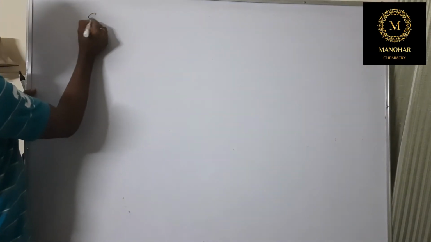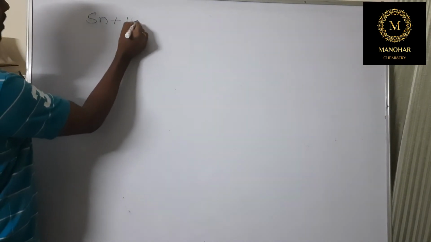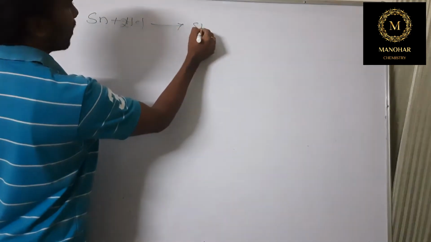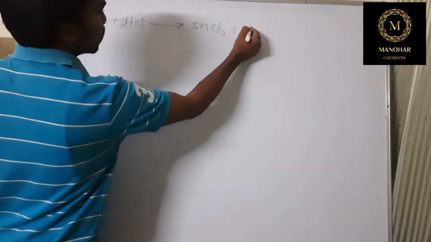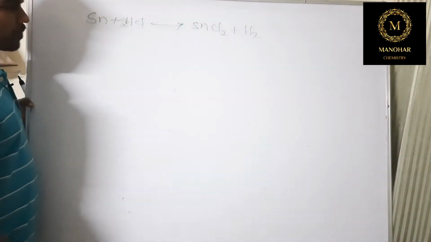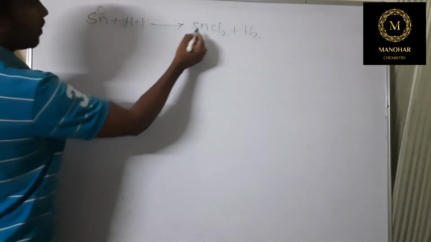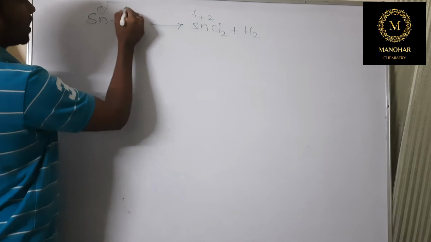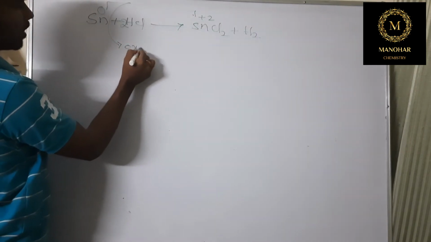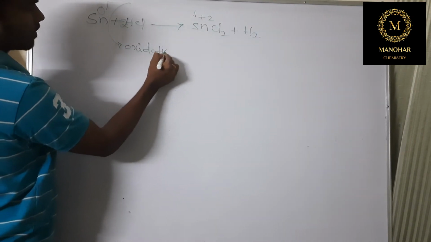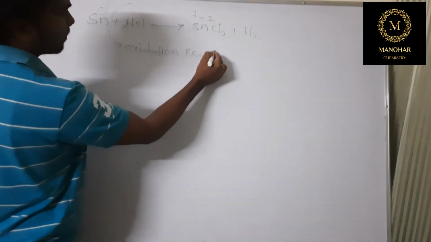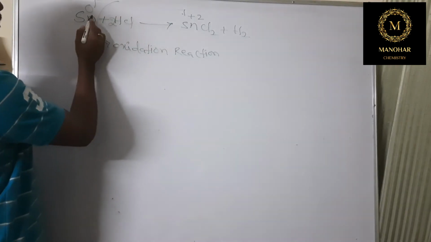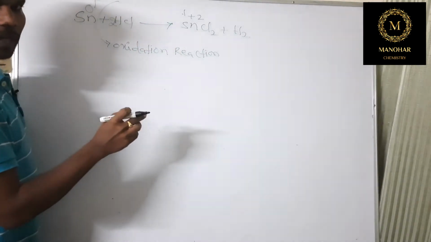In the given reaction, if I am taking tin plus HCl, for example tin plus 2HCl, in such case it is going to form SnCl2 plus H2. Here the tin oxidation number is 0, here the tin oxidation number is plus 2. So 0 to plus 2 means it is an oxidation reaction. Whatever reaction is going on here, that is an oxidation reaction.